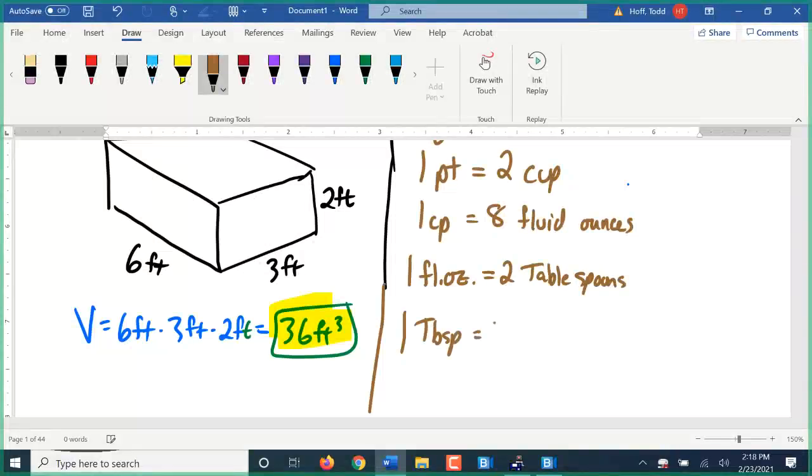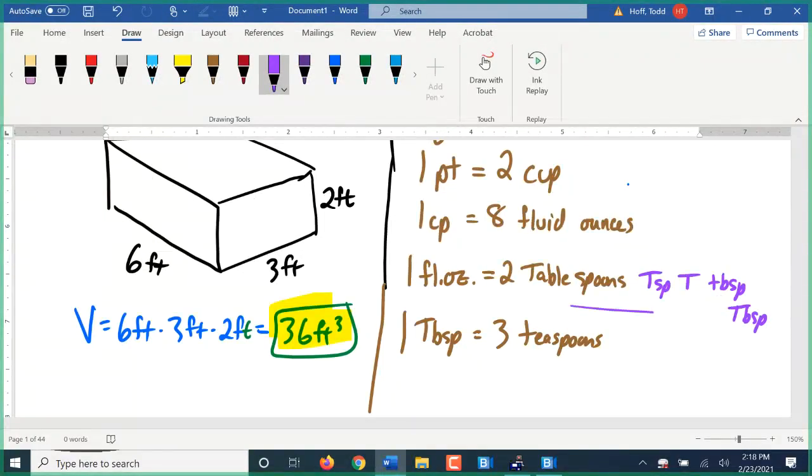1 tablespoon contains 3 teaspoons. Now, another side note here on abbreviations. Tablespoon can be abbreviated with a capital T, TBSP, or a small tbsp. I always abbreviate it with a capital TBSP, just to be clear, whereas a teaspoon is abbreviated either with a small t or a small tsp.